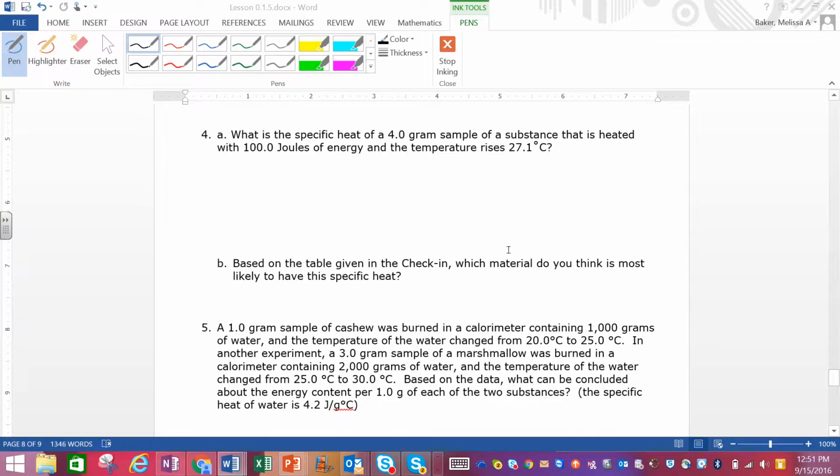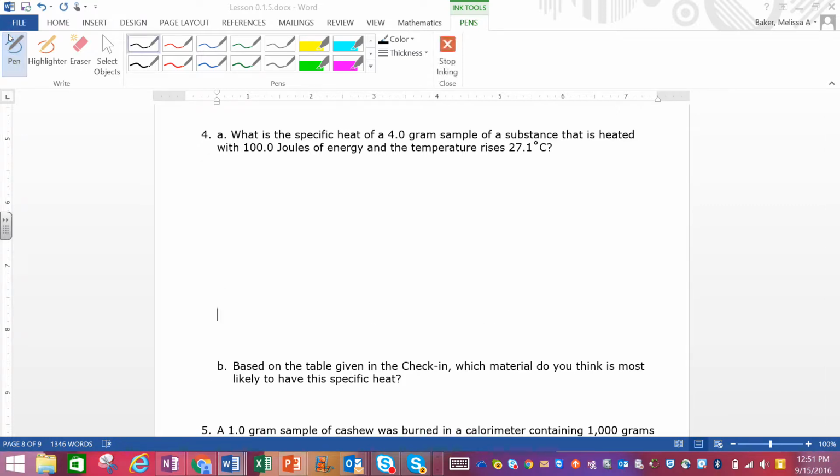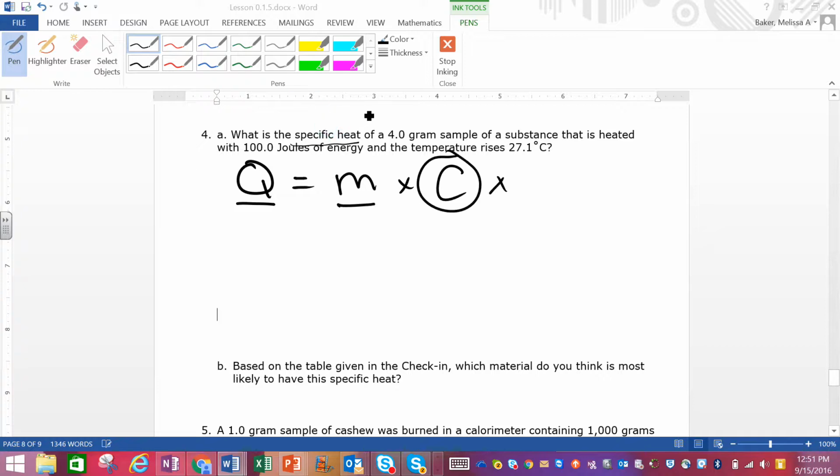Number 4. What is the specific heat of a 4-gram sample of a substance that's heated with 100 joules of energy and the temperature rises to 27.1 degrees Celsius? So first I got to think here, okay, I'm solving for specific heat. So I know my equation again here. Energy equals mass times the specific heat, which is what I'm looking for, times the change in temperature.